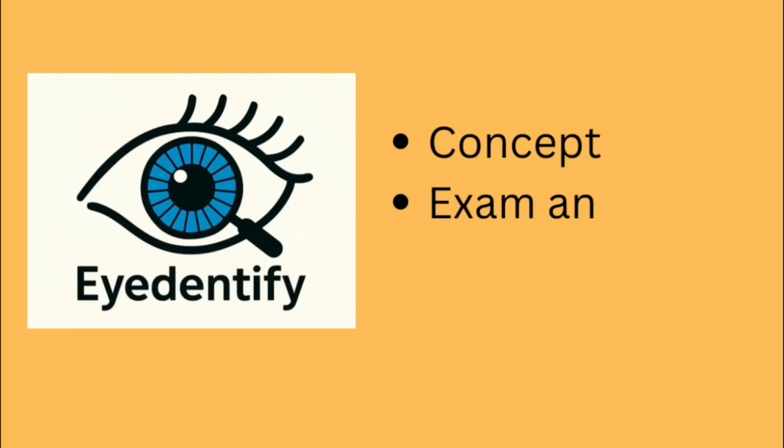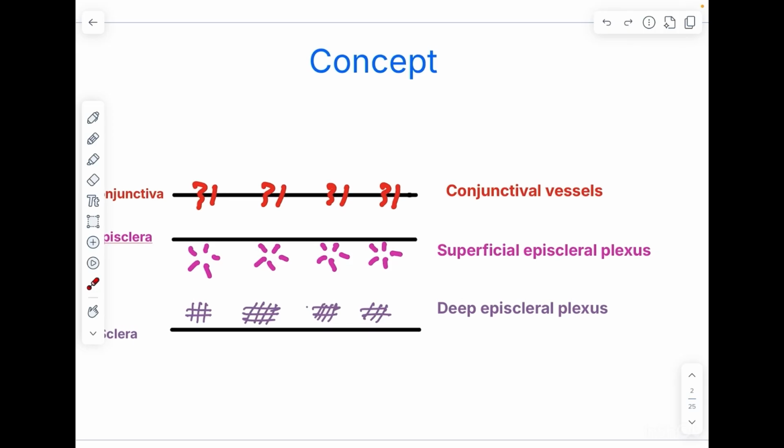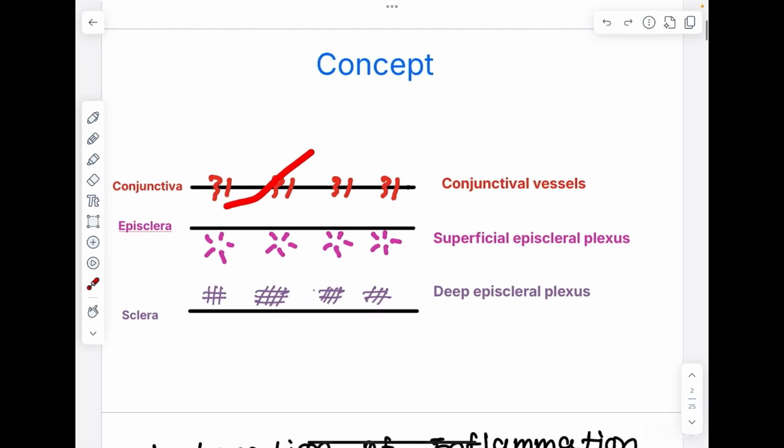So let's dive in. This is the conjunctiva, this part. This is the episclera, the black line which we are seeing, and this is the sclera. Now we all know what the episclera is. In my last video, I taught you what the episclera is. This is the conjunctival vessels, this is the superficial episcleral plexus, and this is the deep episcleral plexus. So, conjunctival vessels are located inside the conjunctiva.